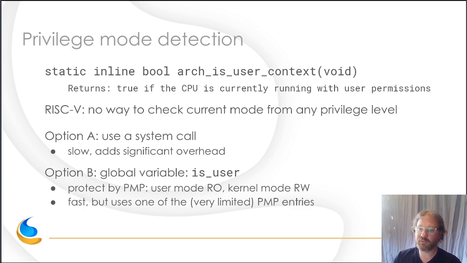So this ends up being significantly faster, obviously, than doing a system call every time we want to check this value. However, with our limited number of PMP entries, we have to use one of them just to implement this little global variable. But that's the way it's designed for now. We'll get into this in future topics, but this is a potential area of revisiting this implementation.